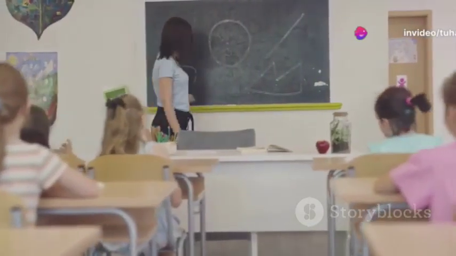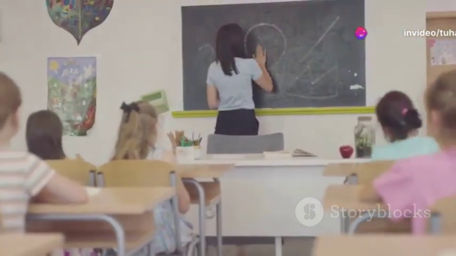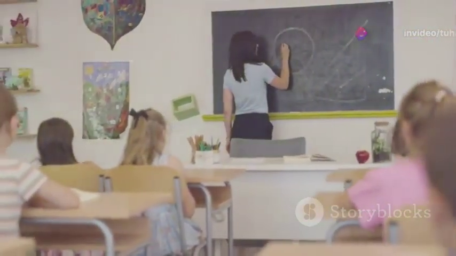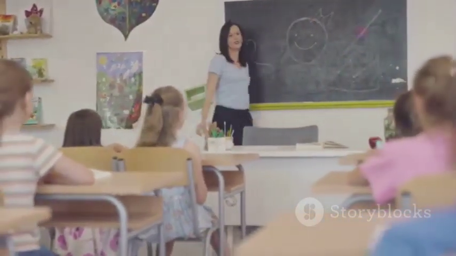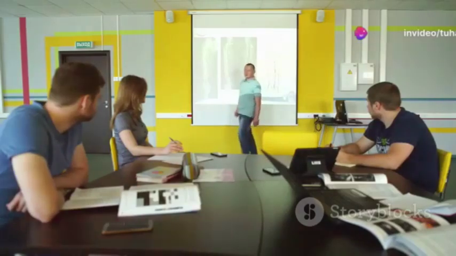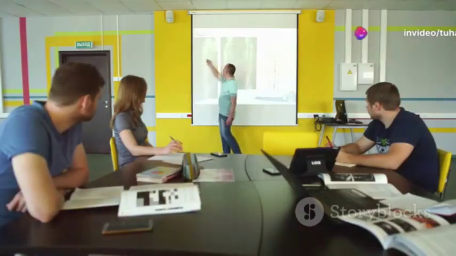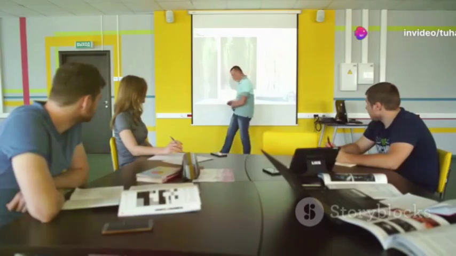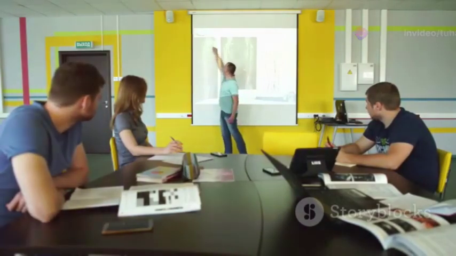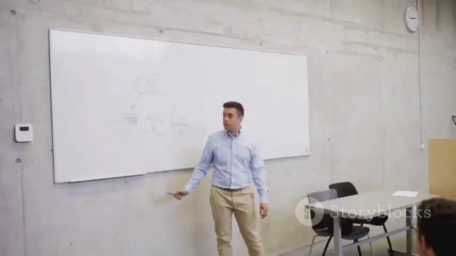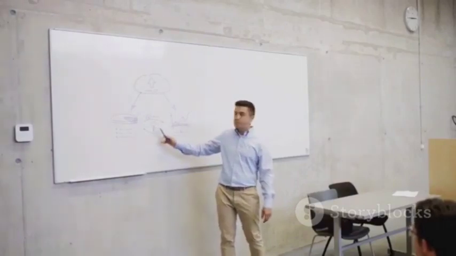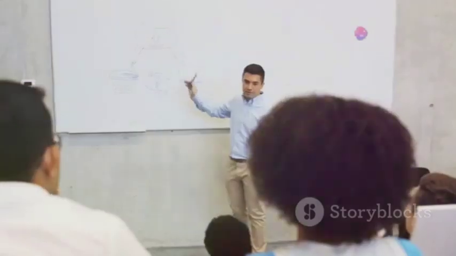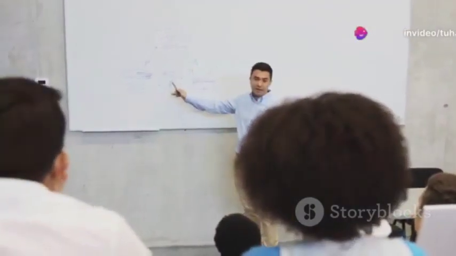Next, agreement in gender. This means that if the antecedent is female, the pronoun must also be female. In the sentence, Mary lost her book, Mary is the female antecedent and her is the corresponding female pronoun. Finally, agreement in person. This means that first-person antecedents like I or we should have first-person pronouns like my or our. Similarly, third-person antecedents like John or students should have third-person pronouns like his or their.